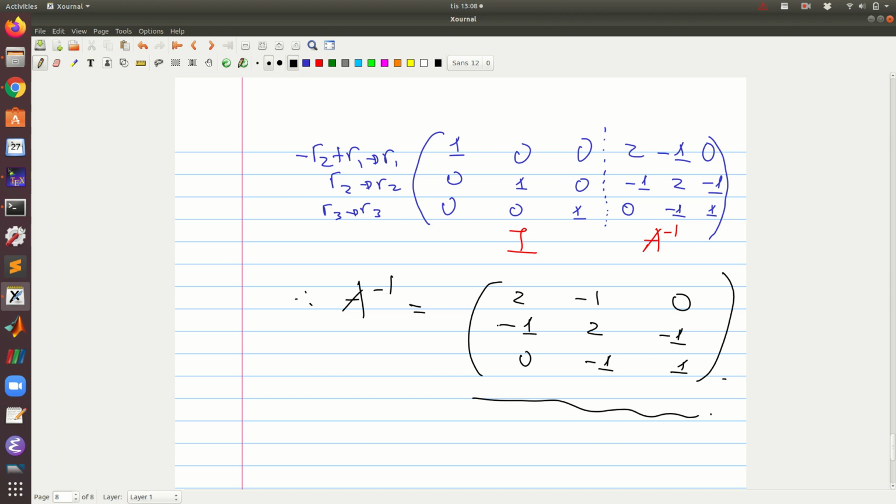So if you need to check, you can always compute A times A inverse, and then compute A inverse times A, and make sure that it gives us the identity matrix of order 3. Okay, so thank you, and next time we shall start with looking at a few more properties of matrix inversion.